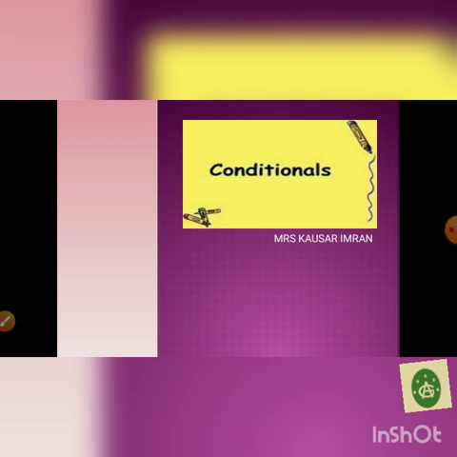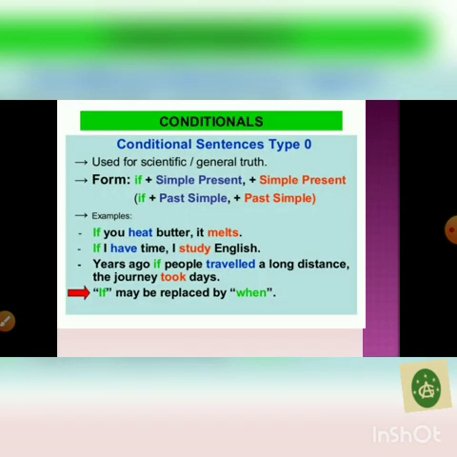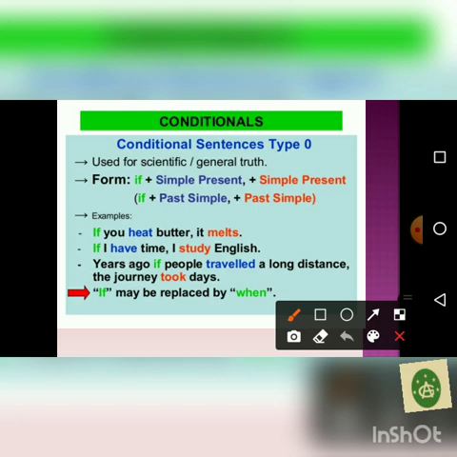As we have discussed earlier, conditional sentences have two parts, two clauses. One is the main clause and the second one is the conditional clause. So this video is all about conditional sentences type 0. Okay? Now we will discuss it. What is it all about?